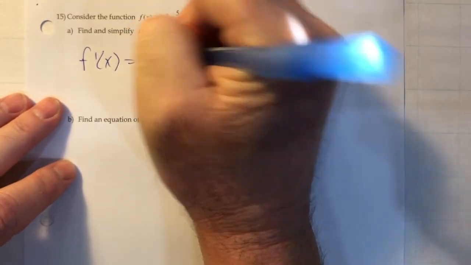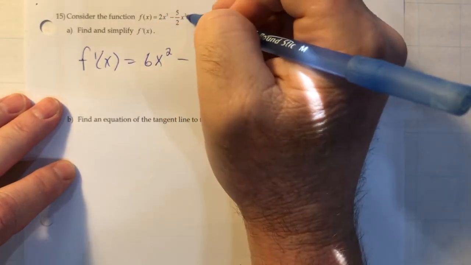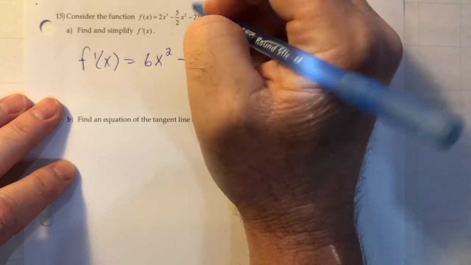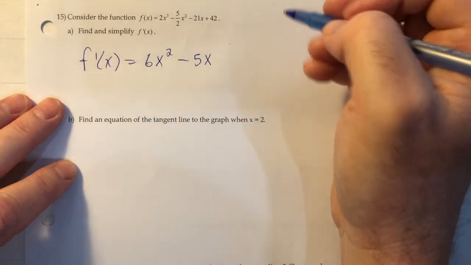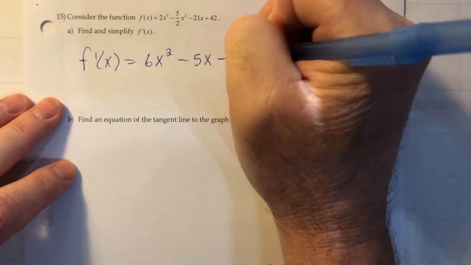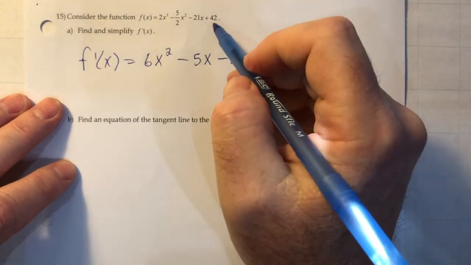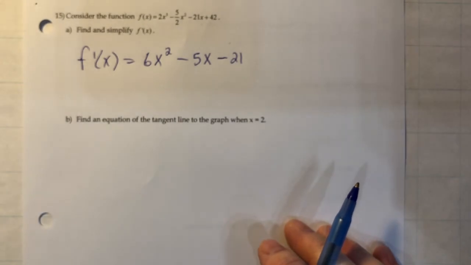So bring the 3 down, multiply with the 2 is 6, subtract 1 from the original power, that'll be a 2. Minus, bring the 2 down and multiply with the 5/2, and the 2's will cancel. We'll just be left with the minus 5, subtract 1 from the power. You get x to the first, or just x. Derivative of the minus 21x, it's a linear piece, so we just get the slope portion, or the coefficient, so minus 21, and the derivative of the constant is 0. So there's our derivative, nice and quick and easy.